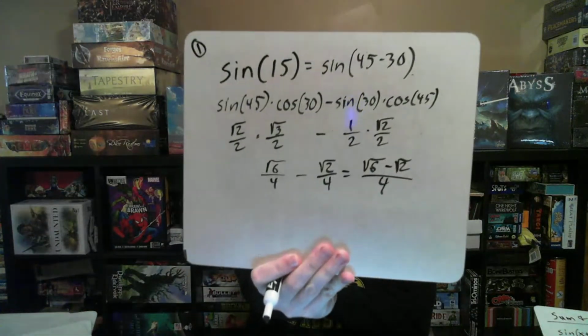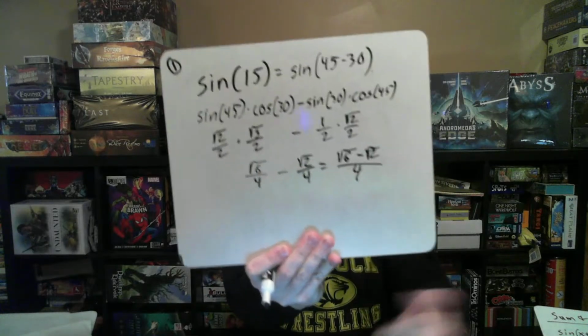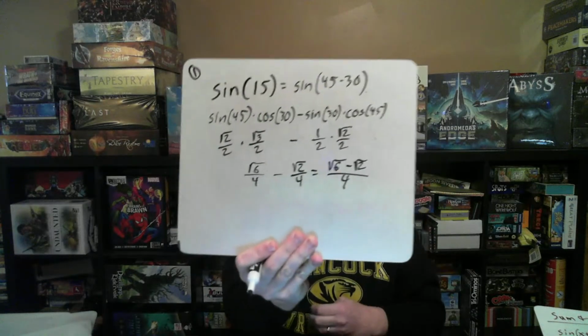So with that, now we can just do some math here. Square root of 2 times square root of 3 gives us square root of 6 over 2 times 2 is 4, minus, and then 1 times square root of 2 is square root of 2 over 2 times 2 is 4, which we can then simplify to be the square root of 6 minus the square root of 2 all over 4. And if you actually typed that into your calculator and compared it to sine of 15, we would see it's the same thing.